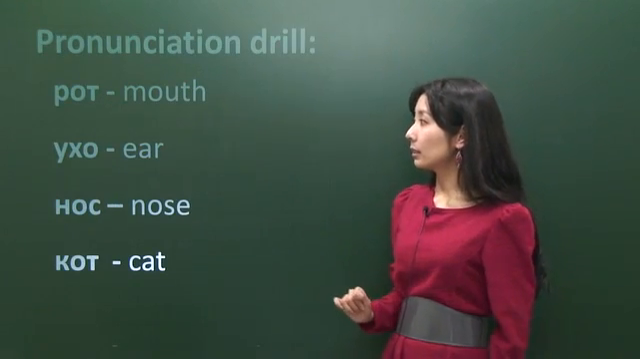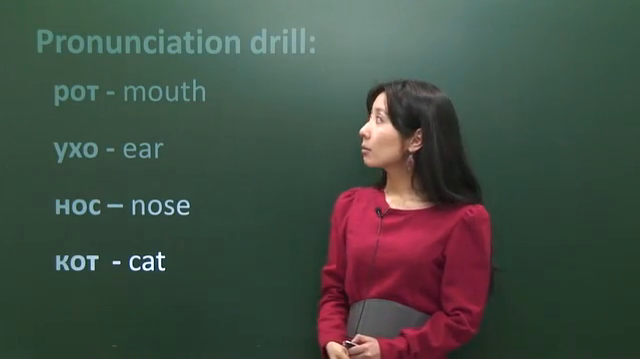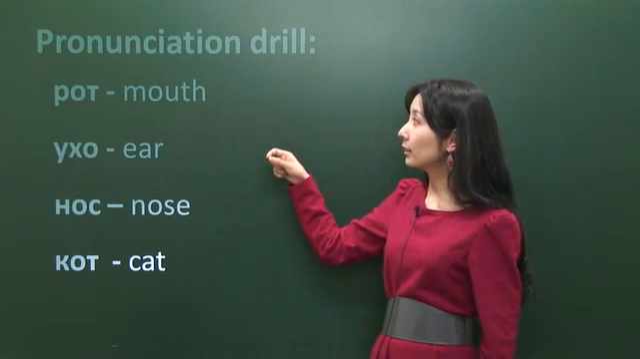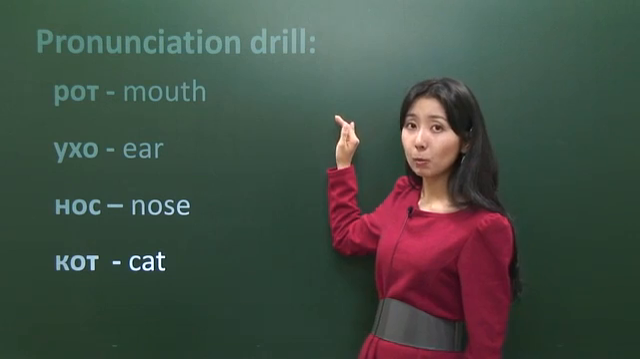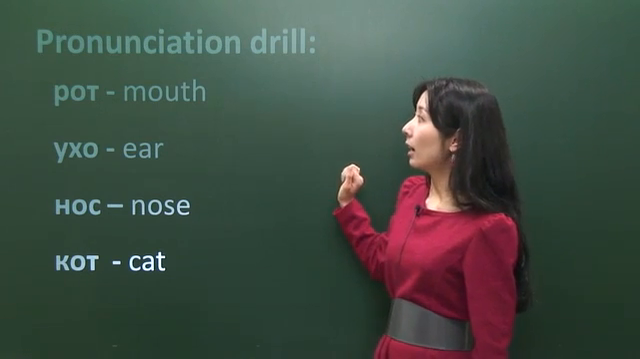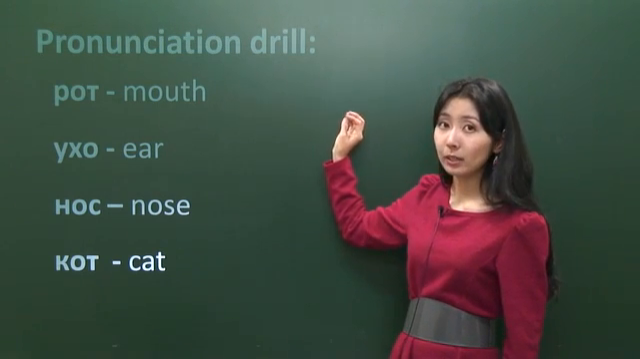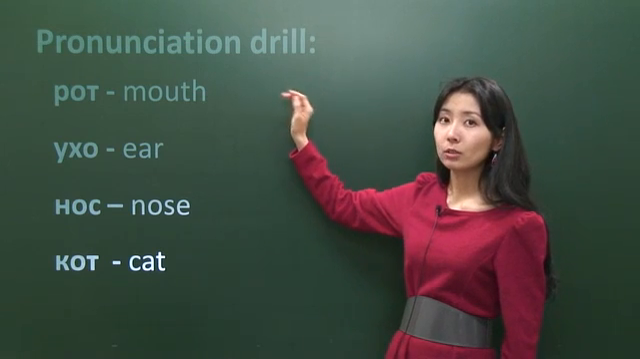So this is the end of the first part, and before we finish our lesson, let's have a short pronunciation drill. Here are some Russian words which are made up with the letters we have just covered. I will be reading them slowly one by one, and you repeat after me, reading the translation.